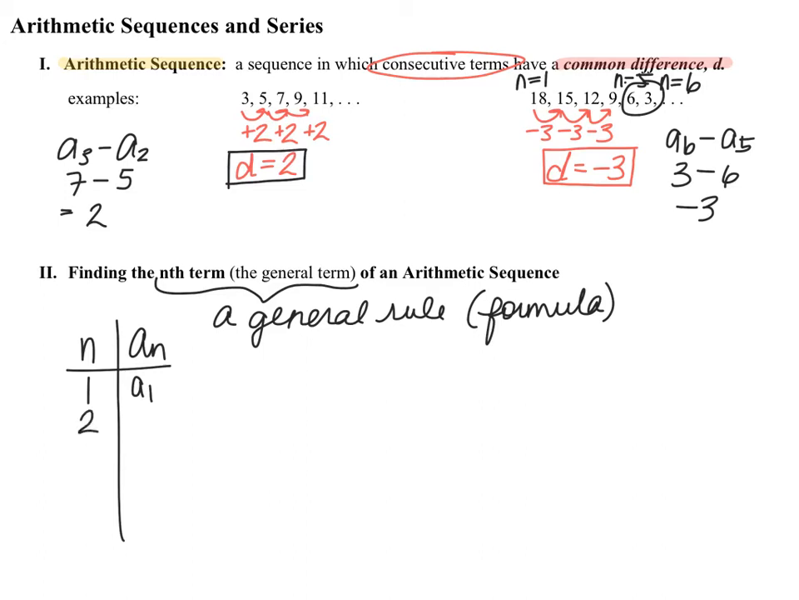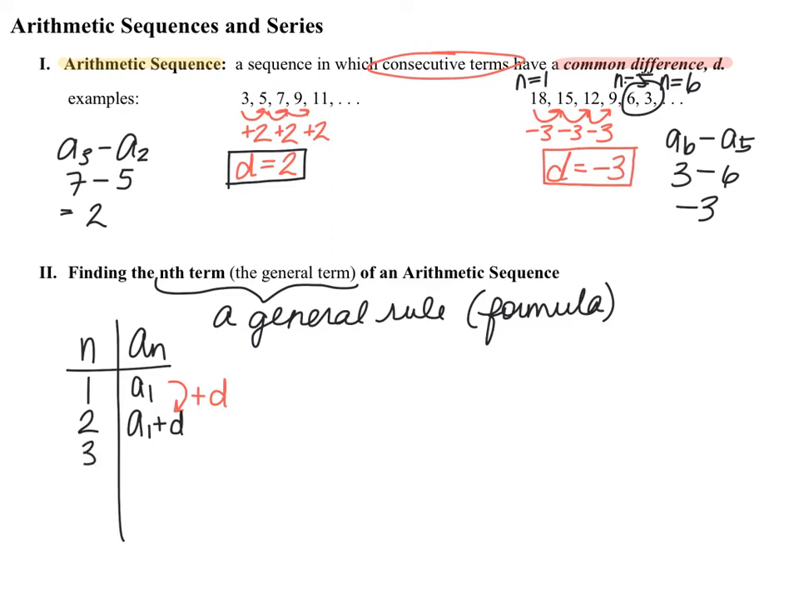Now let's think about how we would get to the second term. I know I could call the second term a sub 2, but I'm not going to do that in this case. Instead, I want to look at the pattern. So to get from the first term to the second term, if it's an arithmetic sequence of numbers, we know we take the first term and we're going to add a common difference, whatever that common difference is. So my second term could be written as a sub 1 plus d.